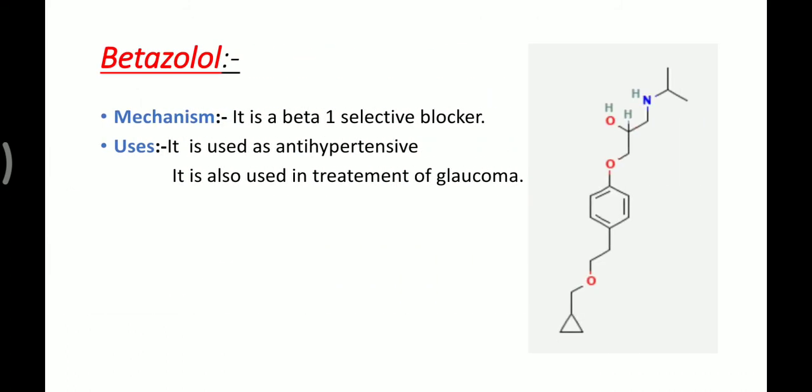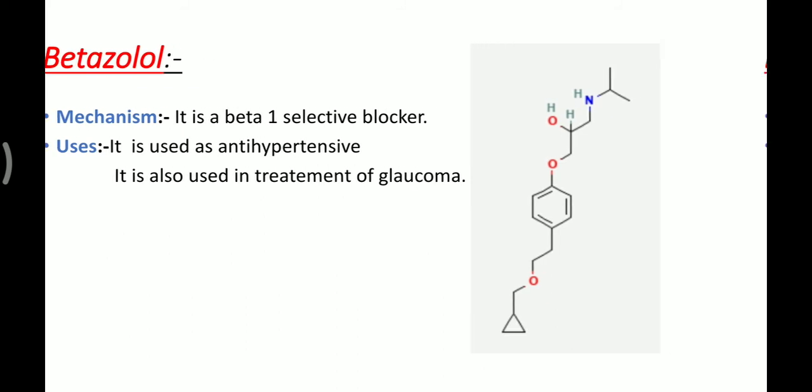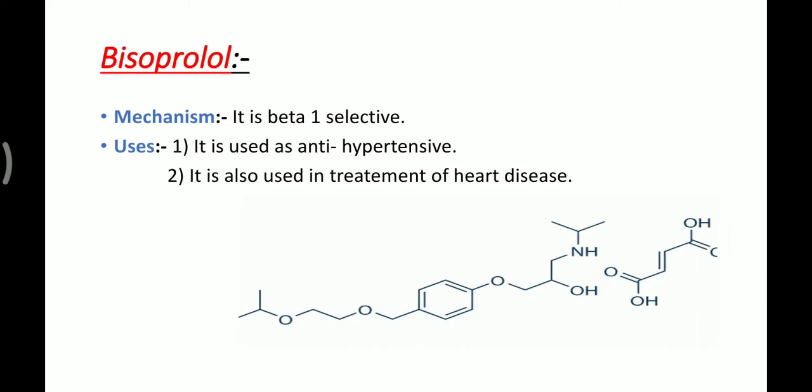The next drug is Betaxolol. Its mechanism: it is beta 1 selective blocker. It is used as antihypertensive. It is also used in treatment of glaucoma. Bisoprolol. Bisoprolol is beta 1 selective. It is used as antihypertensive. It is also used in treatment of heart disease.